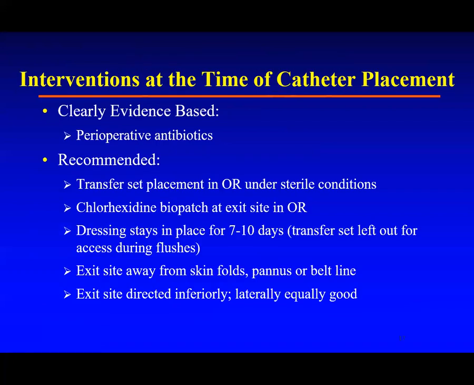There are some things that can be done at the time of catheter placement to reduce the likelihood of subsequent peritonitis. The most important one is the use of perioperative antibiotics. A single dose of either a first-generation cephalosporin or vancomycin should be given at the time of catheter placement. There are other things recommended that you may read here.